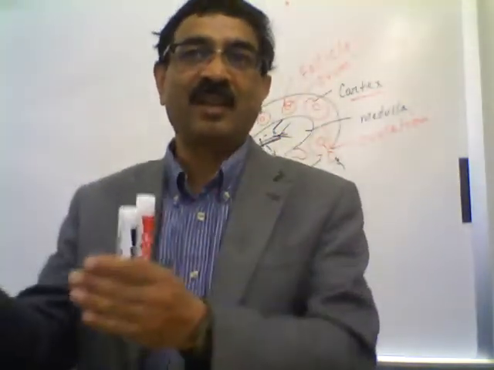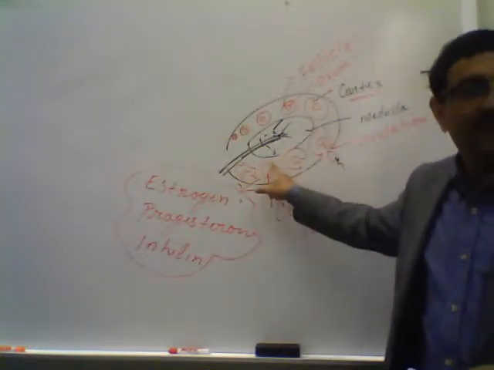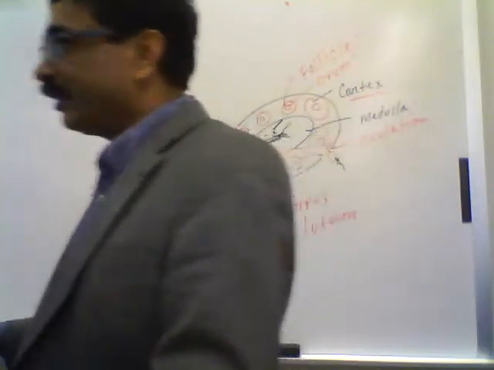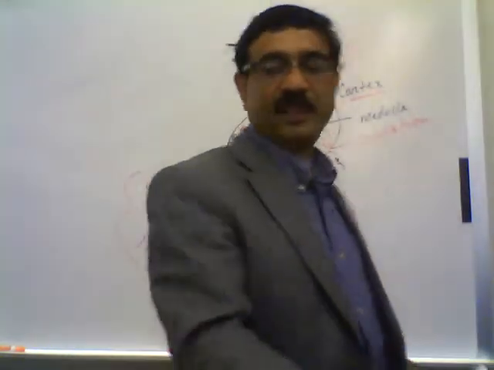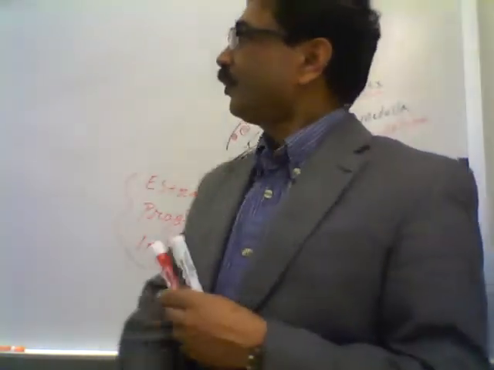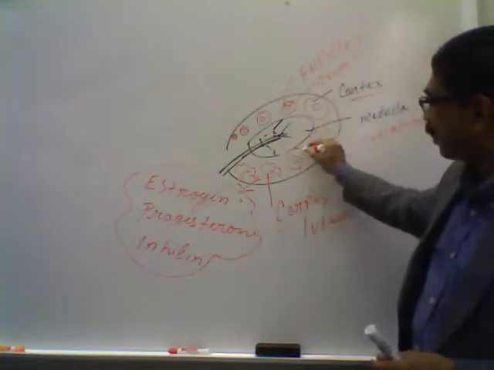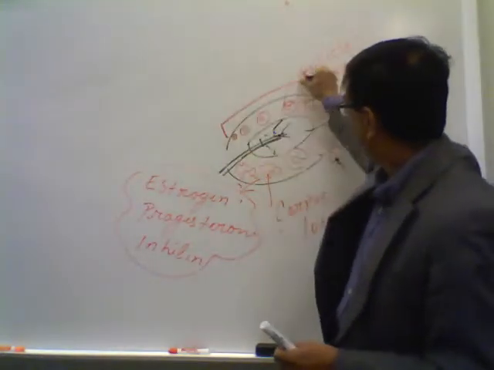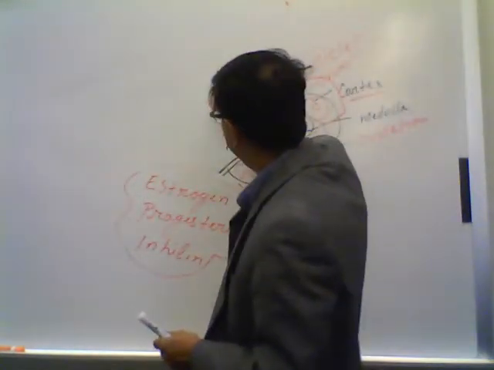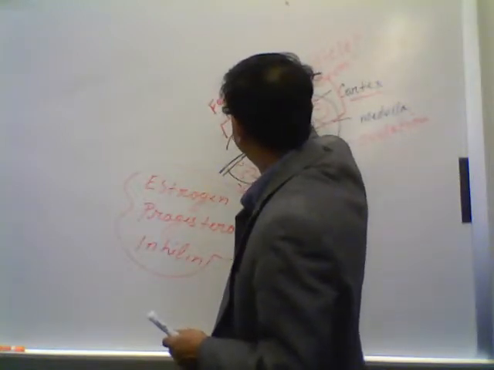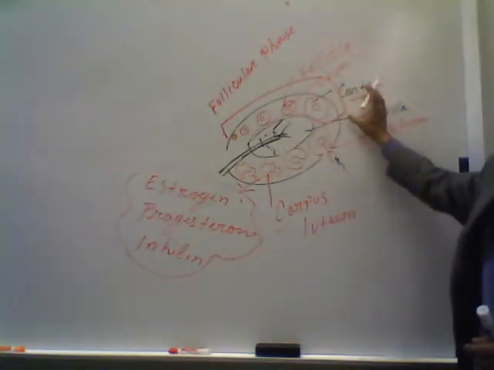So if pregnancy starts, it will stay for how long? 3 months. And it will keep working as a temporary gland and keep releasing these three hormones. Is it clear? So you see, this is the entire ovarian cycle happening in the cortex. And this part, when the follicles are growing, is called the follicular phase. Makes sense, right?